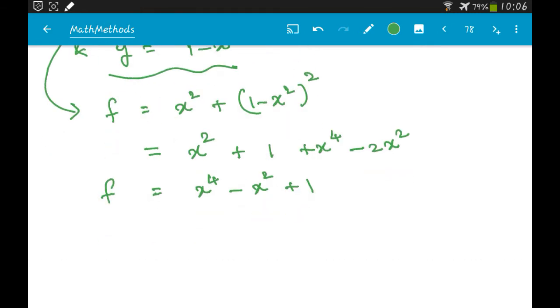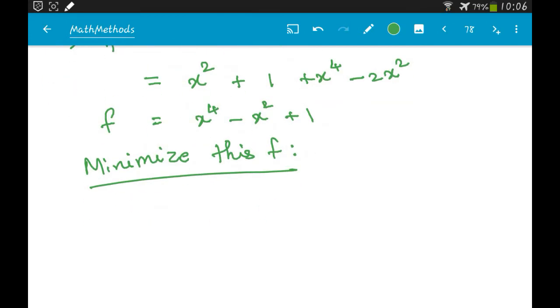Okay. So if this is your f, now all we have to do is minimize this f. So in order to minimize this, what do we do, minimize or maximize? Minimize, yeah, we have to minimize, right? We have to find the smallest value that d can take. So we have to minimize this f. So the first thing we do is we set df by dx equals 0, right?